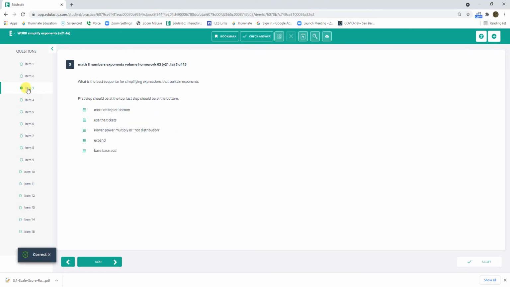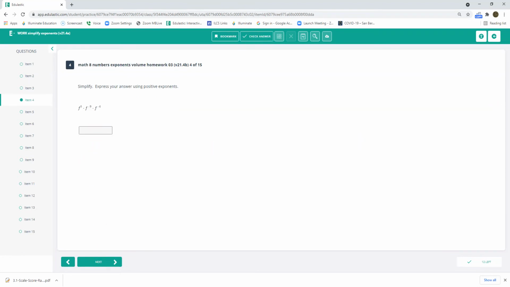Looks good. Question 3. The kind of sequence for doing these types of problems, I would start with the power multiply, or that distribution that's not distribution, and then do some base adds. At this point, use up the tickets, maybe expand it out, and then do more on top or bottom. That came directly from the notes for this lesson.